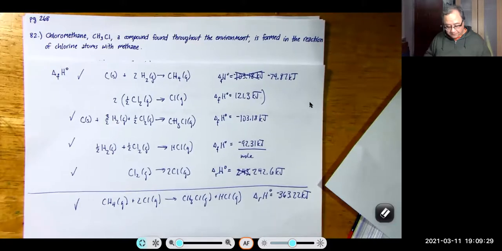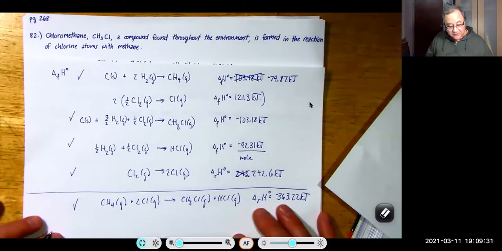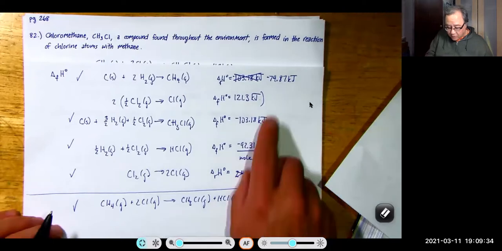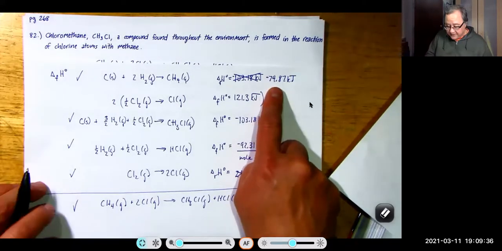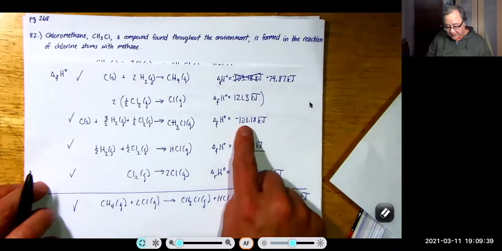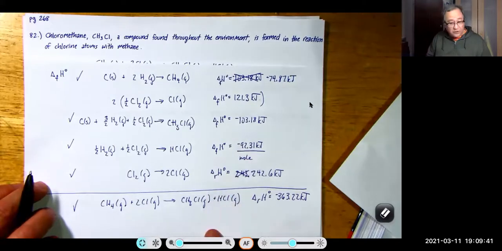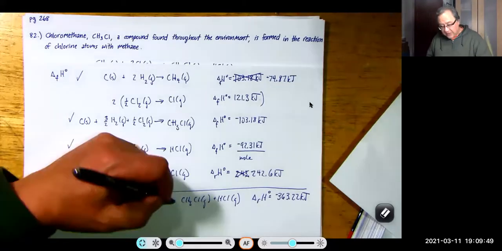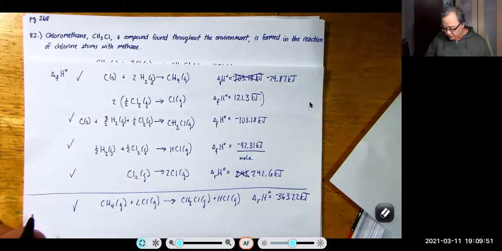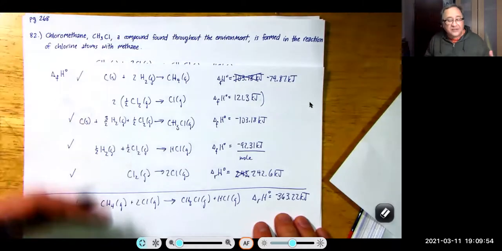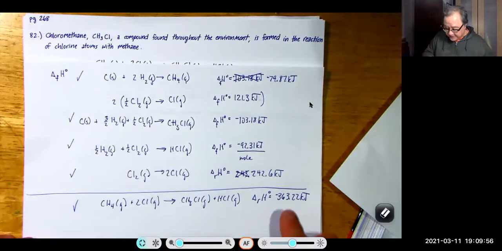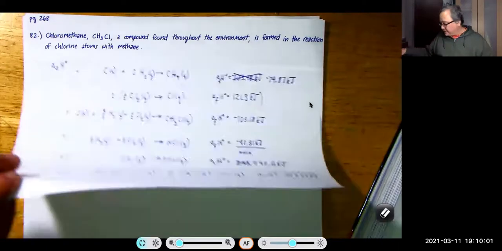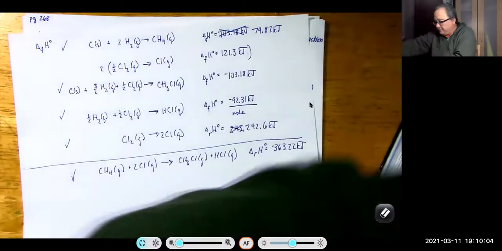So where do we start? Well, let's take a look at the amounts here, the amounts of energy. Do you see that this is 74 without regard to sign, 103 without regard to sign, 92 without regard to sign, 242 without regard to sign, and 363 without regard to sign. I always like to start my energy level diagram with the reaction that has the biggest change in energy. So it's this one. So let's start writing that energy level diagram with that one first.